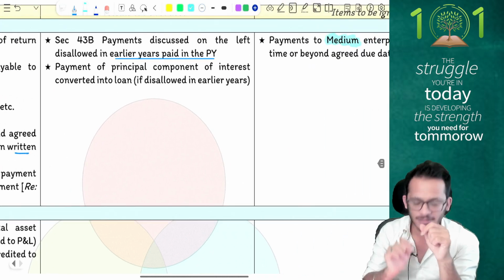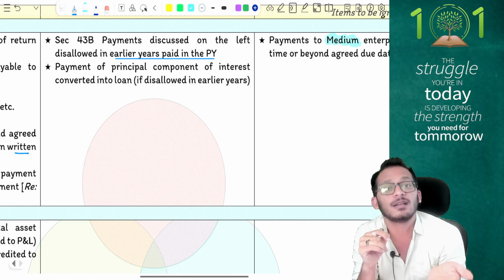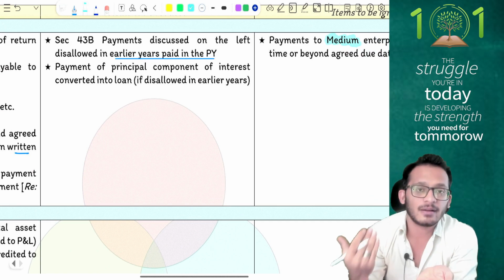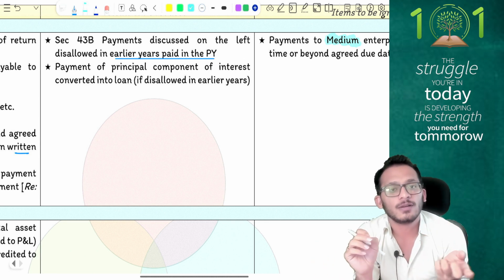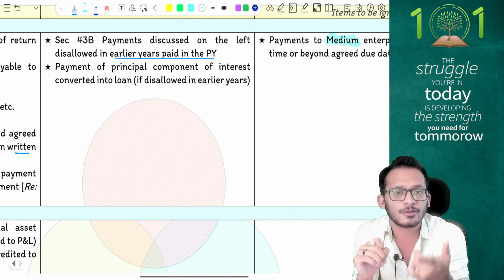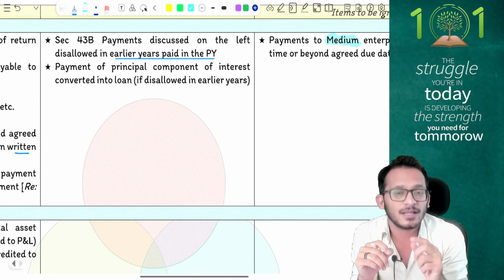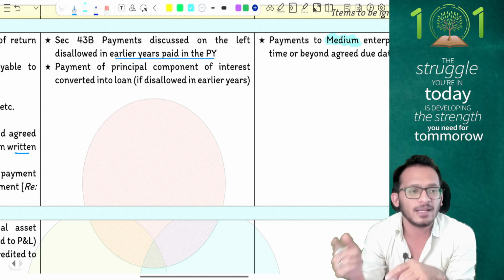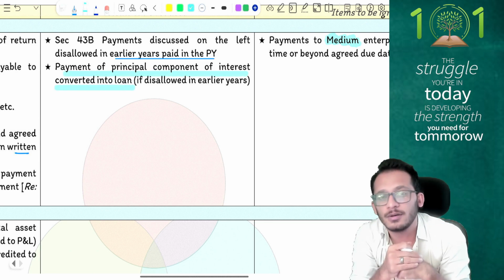Second is a clarification as a circular, where the circular comes and clarifies that if you have taken an interest which you have disallowed in the past years and in the recent year converted it as a loan, just by converting it as a loan does not tantamount to payment. You will have to make the repayment of this interest turned to loan, which means the principal repayment of the component of the interest which has been converted has to be repaid off in order to claim that as a deduction. So that is what this item says. I hope this one is also clear for you people.